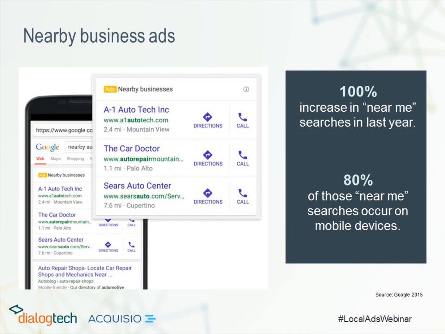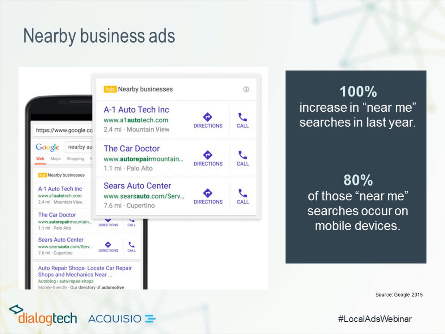So I want to go over some more ad formats that are relevant to local mobile advertising specifically. The first is the nearby business ad, something that Google rolled out about a year ago, I believe. They did this in response to the statistics on the right, which showed that in the past year, the amount of near me searches, people searching for businesses near them or nearby, has skyrocketed. You've seen over 100% increase. And almost all of those searches are occurring on smartphones and mobile devices.